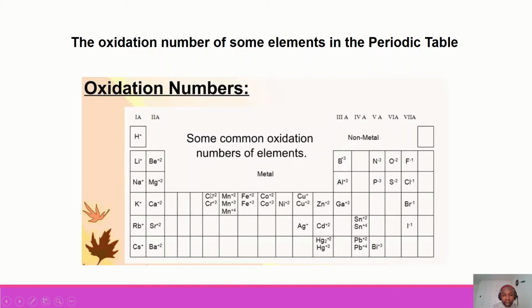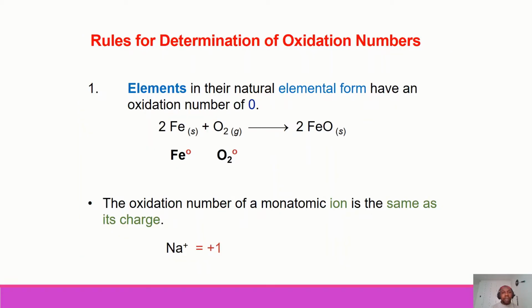Then you can see that in between we have the transition elements, and we already know that the transition elements have more than one variable oxidation state. So how do we determine the oxidation number? There are some rules that we need to follow when determining the oxidation number.